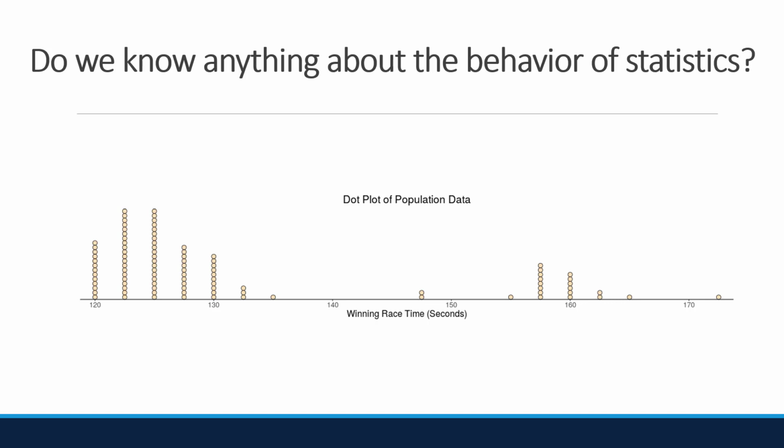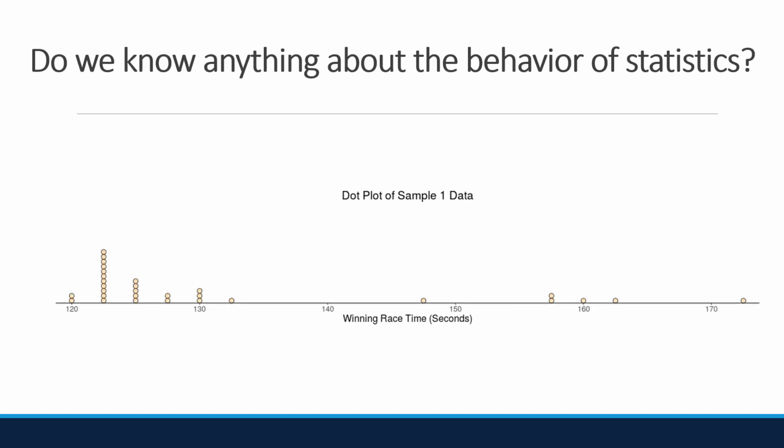Next, we will take a random sample of 30 race times and look at the plot of the sample data. The mean winning time is x bar equal to 131.51 seconds with a standard deviation of s equal to 14.89 seconds. Also notice the distribution of the sample data is right-skewed and the overall shape is similar to the shape of the population distribution.